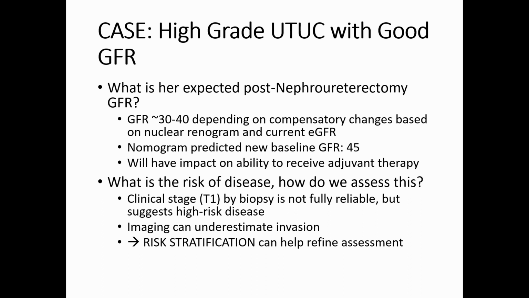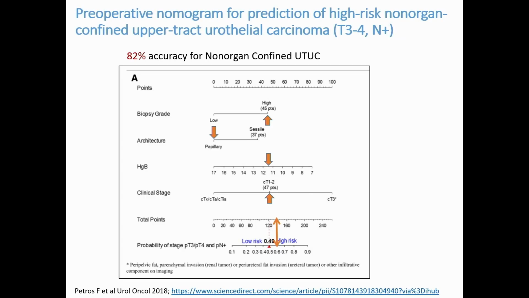And we've talked about the T1 staging potentially being understaged. And imaging, as you know, can also understage this disease, right? And so imaging is really more of a rule-in. It can confirm sometimes locally advanced disease, but it doesn't really rule it out, right? And so this is why we've developed risk stratification tools. And there's a variety of these available. I'm going to show you two of them. This one predicts T3 disease or higher. The accuracy is actually pretty reasonable for a clinical calculator, 82%. Very simple to use. In this case, the patient meets high-risk criteria.